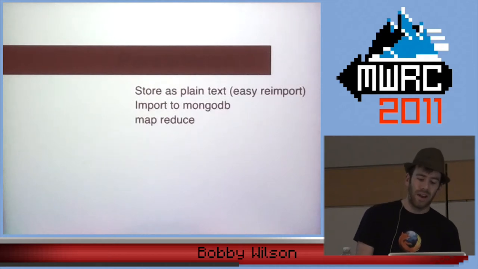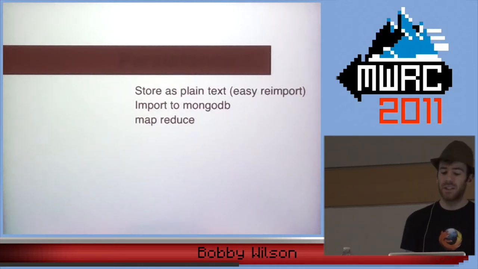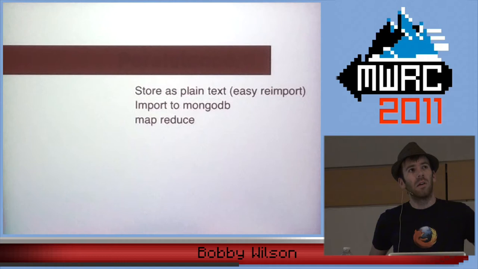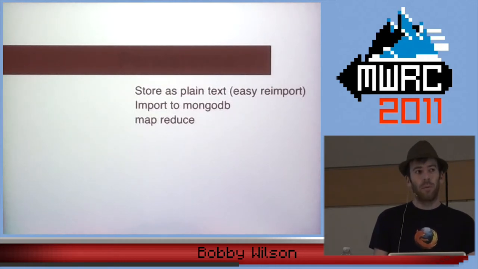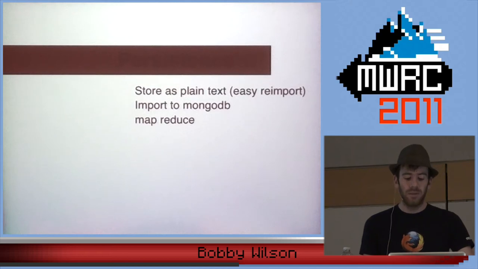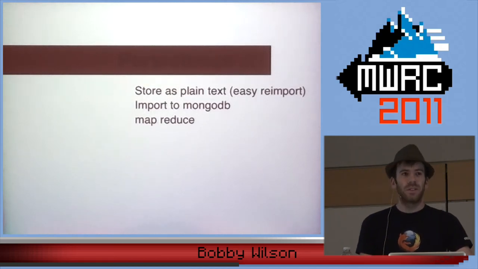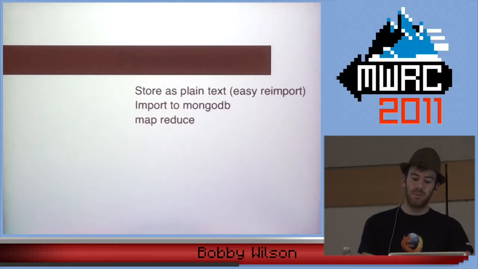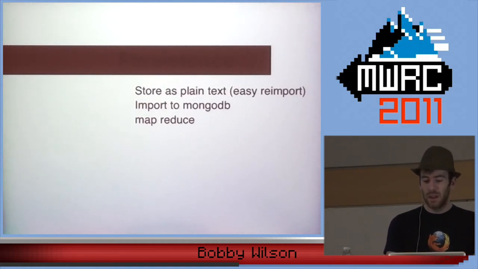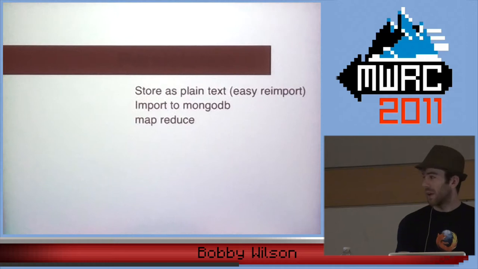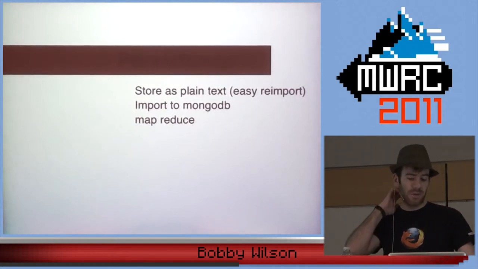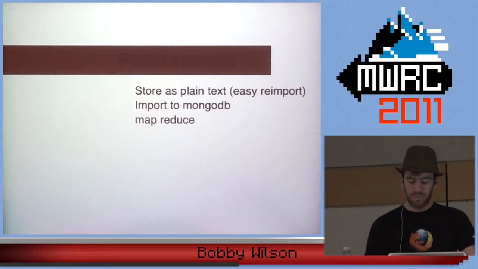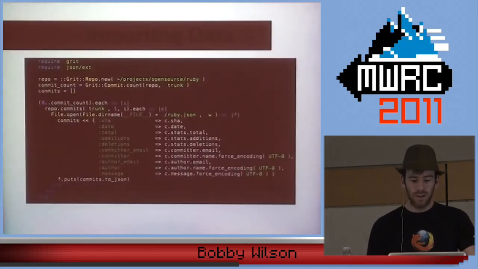So I thought that exporting the plain text would be really nice. Export out to JSON, and that would provide easy importing into MongoDB, and also a backup for the persistent data if I did mess up anything like I've been doing. And I also wanted to do some MapReduce in Mongo. That's a pretty nice way of doing that. We'll get into that in a minute.